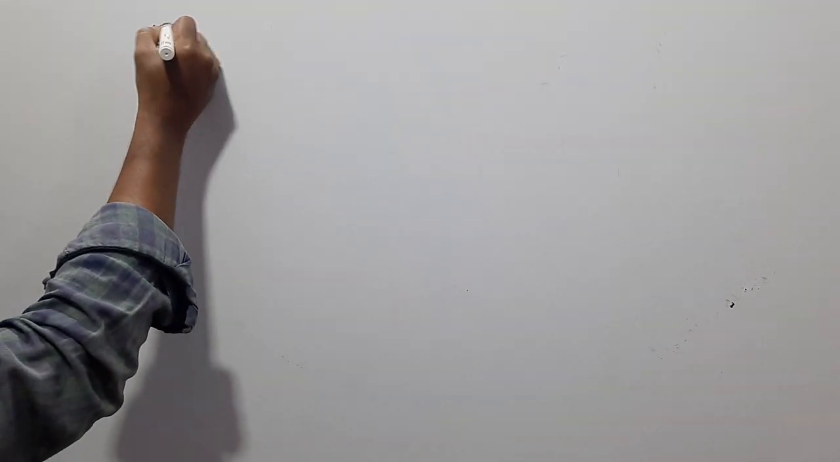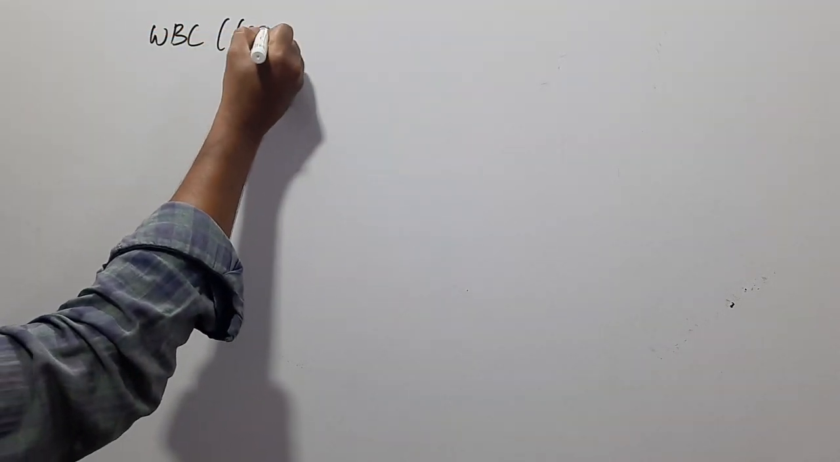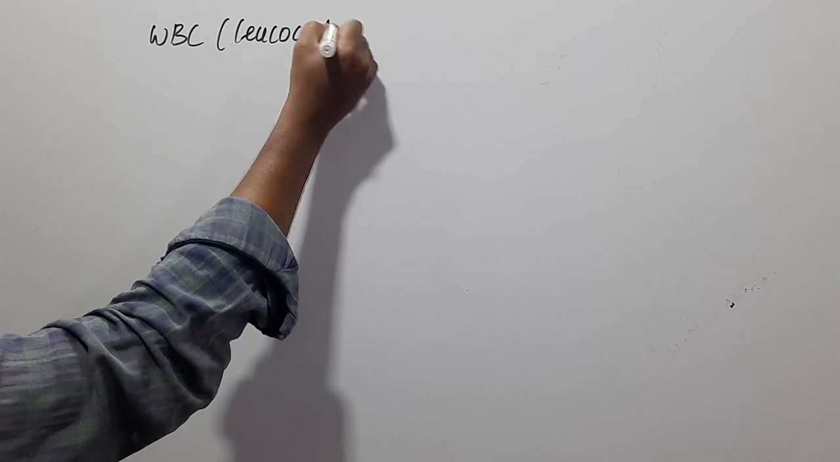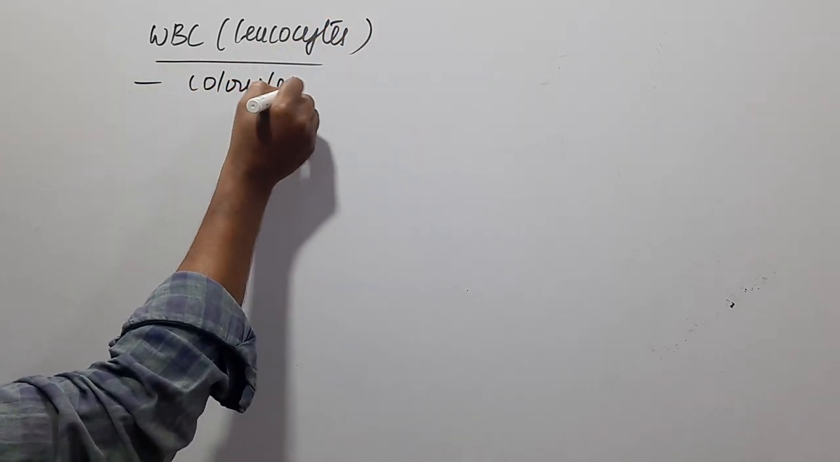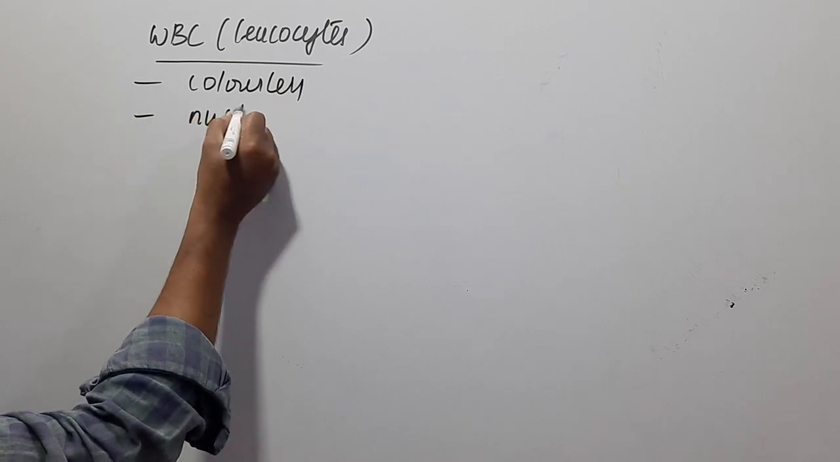In this session, we shall see about different types of leukocytes, that is WBC cells, and then later we'll also see about the blood groups. So now first, let's begin with these WBC cells, which we also call leukocytes, and these leukocytes are colorless and they are nucleated.